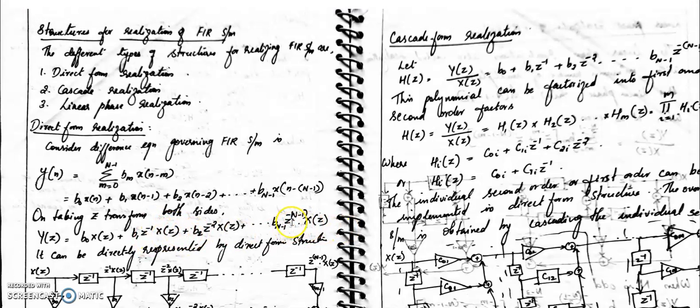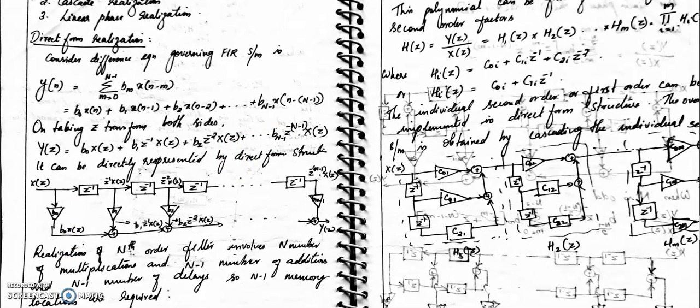Here the equation is written in expanded form. For that, we have to take the Z transform on both sides. So we get y of z equals b0 x of z plus b1 z raised to minus 1 x of z, and so on, up to b N minus 1 z raised to minus (N minus 1) x of z. This capital N represents the order of the filter.